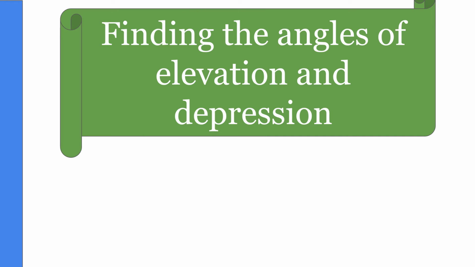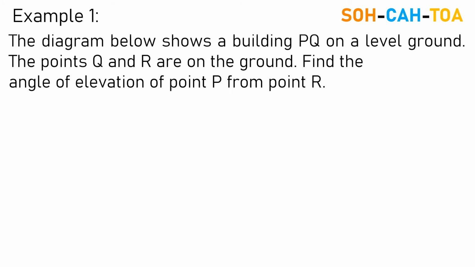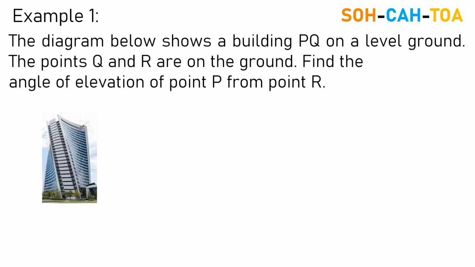Now let us find the angles of elevation and depression. This time, we are not going to solve for the sides, but the angle itself. So let us have example number 1. The diagram below shows a building PQ on level ground. The points Q and R are on the ground. Find the angle of elevation of point P from point R.